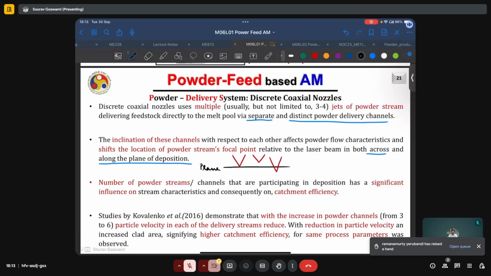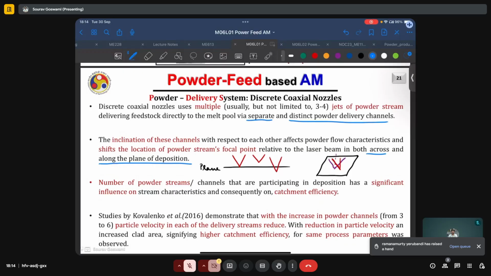But what about variations along the plane? In which case, on a single plane, we can have a stream of powder which is directly below the deposition head, or based on the variation in powder feed rates or carrier gas feed rates, we can have a stronger velocity of carrier gas coming from some of the nozzles and a weaker gas exit velocity from the other nozzles, which can tend to shift this focal plane along the plane of deposition.